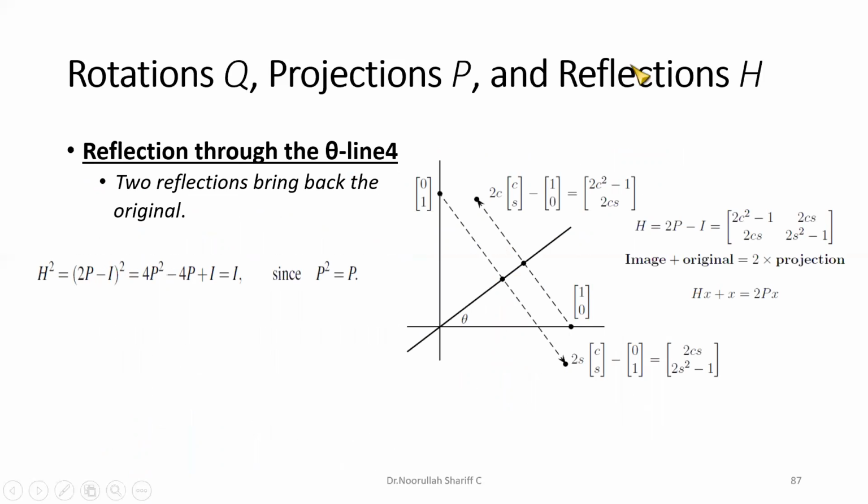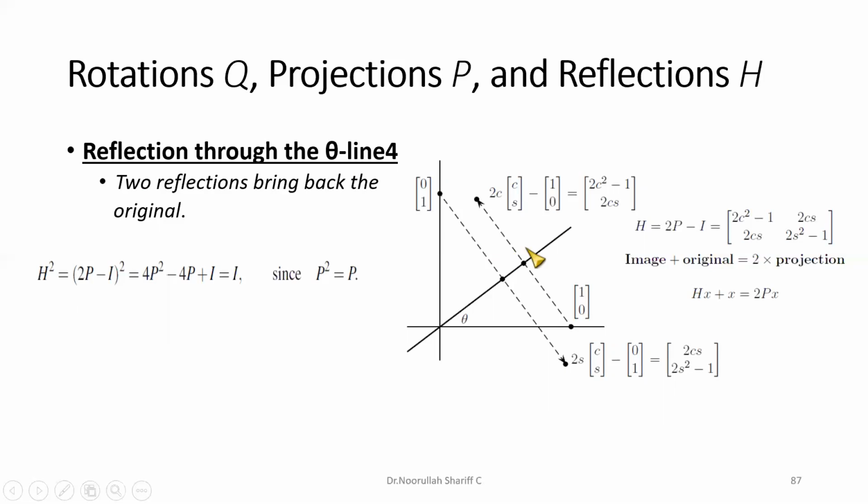The third one we consider here is the reflection, corresponding to the matrix represented by H over here. So reflection through the theta line is what we are trying to consider. This is the theta line, and if this is the basis and it is reflected over here, and the basis 0, 1 is reflected over here. We can solve this from first principles, but it's easier to consider that H is equal to 2P minus I, and that can always be proved.